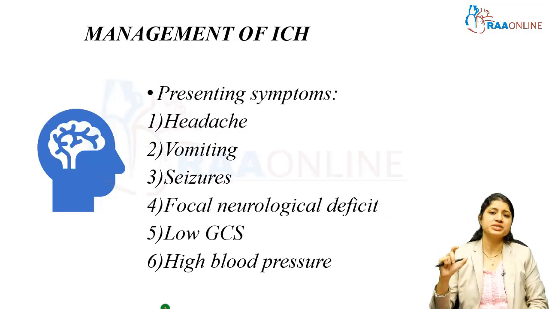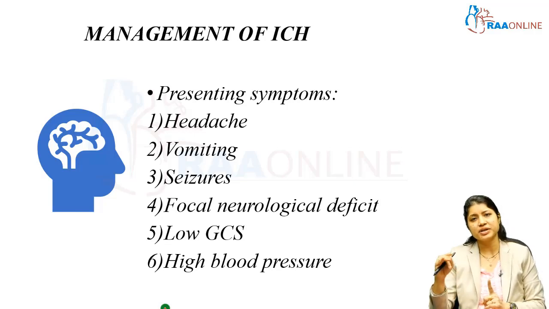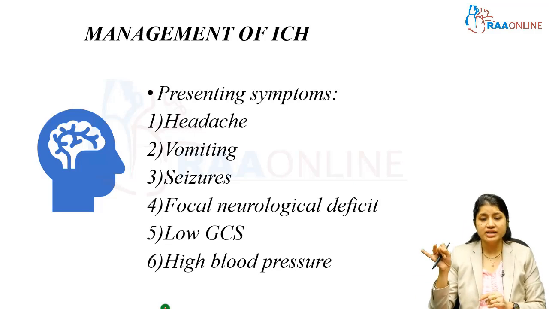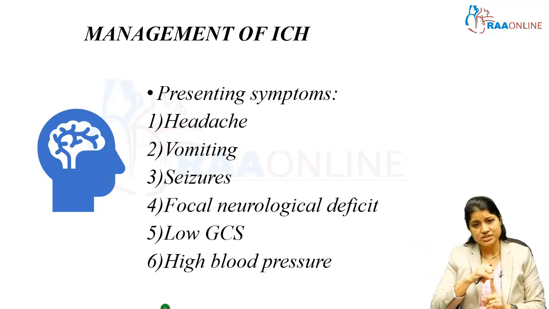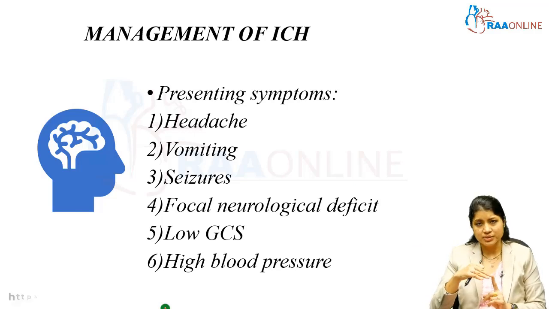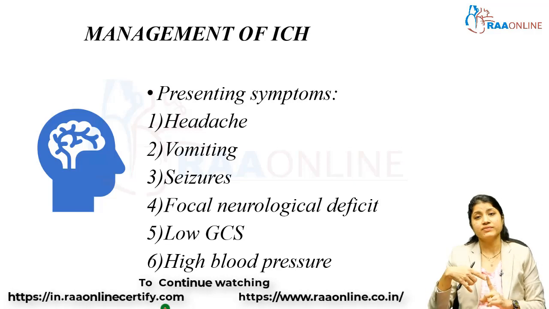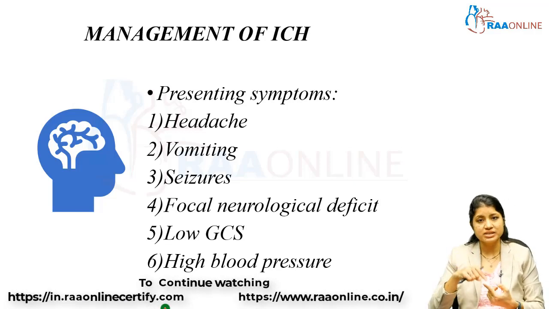So how does a patient with ICH present? The presenting symptoms are usually a headache, a very bad headache. The patient presents with a very severe headache. In the extended spectrum of subarachnoid hemorrhage, we call it a thunderclap headache, that is the worst headache the patient has ever had. Otherwise, in an ICH, the first presentation is definitely headache, vomiting. Sometimes the patient can even present primarily with seizures, then with a focal neurological deficit or low GCS, and obviously high blood pressure.